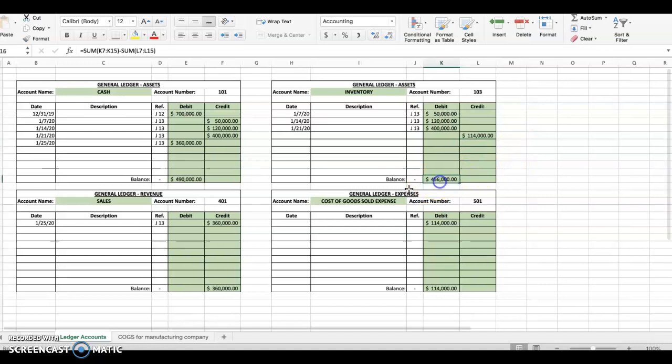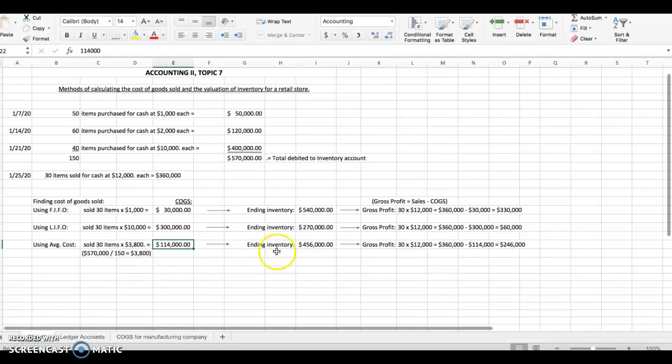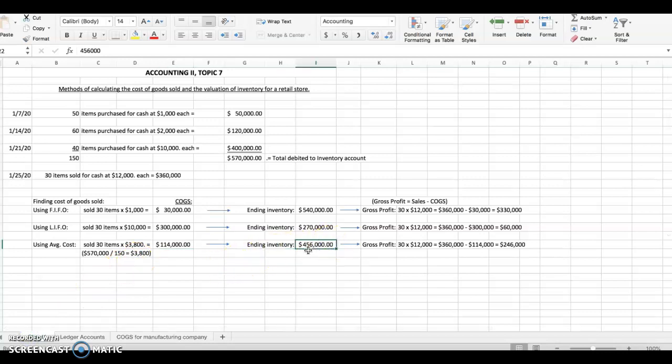You see that the balance is $456,000, which corresponds to what we're showing here on this page. And the gross profit here is the same amount of sales, because that is the same in every scenario in this case, minus the cost of goods sold, which we figured using the average method of 114,000 equals $246,000 for the gross profit, somewhere in between those two extremes.